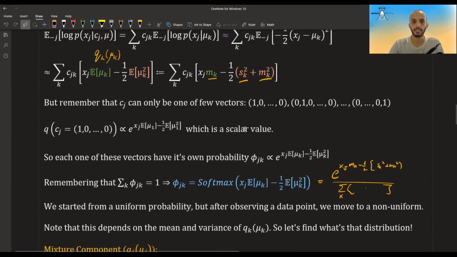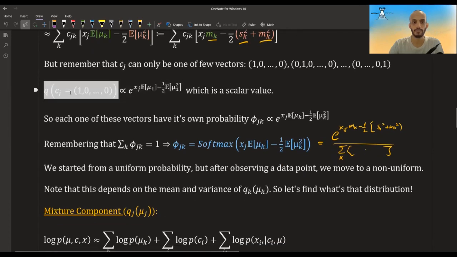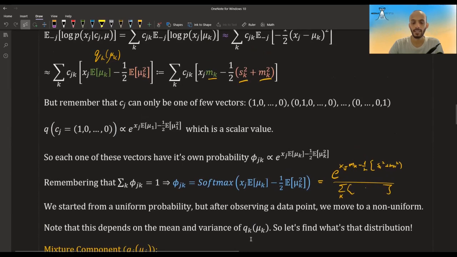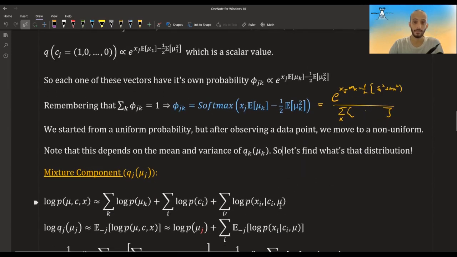And note that this probability of q(c_j) depends on the mean and the variance, right? The mean and the variance of this q(mu_k). So we have to find what that distribution is. So let's do this next.